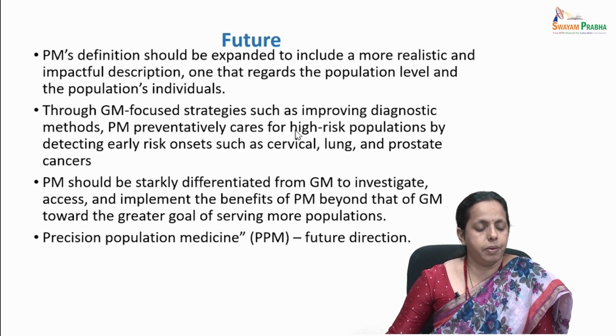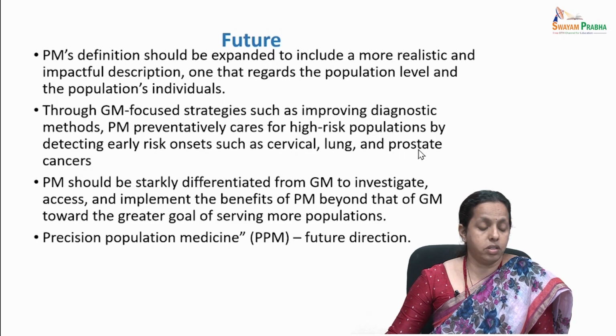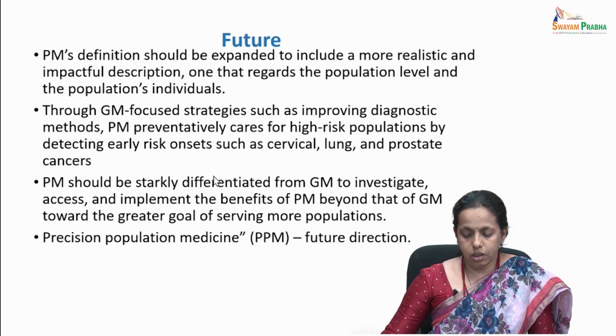Even though you have genomic medicine strategies such as improving diagnostic methods, precision medicine should preventively care for high risk populations by detecting early risk, for cancers such as cervical, lung, prostate and breast. Precision medicine should be clearly differentiated from genomic medicine, to investigate, access, and implement the benefits of precision medicine beyond those of genomic medicine, so that you can serve more of the population. How about naming it precision population medicine or precision population oncology, which could be the future direction?